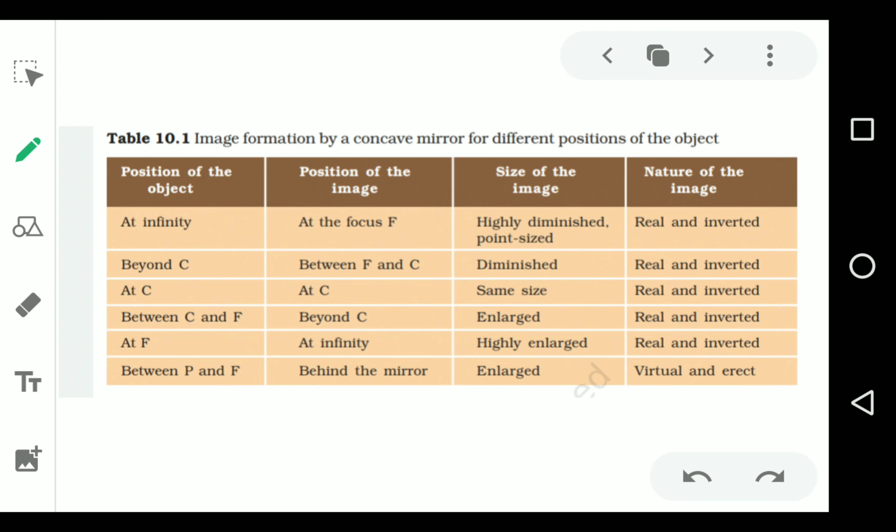So next we are going to see the table. This table is also available in your NCERT book. Clearly it is given where the object is placed, that is the position of the object, and where you will get the image for that particular object position, that is also given. And what about the size of the image, and what about the nature of the image.